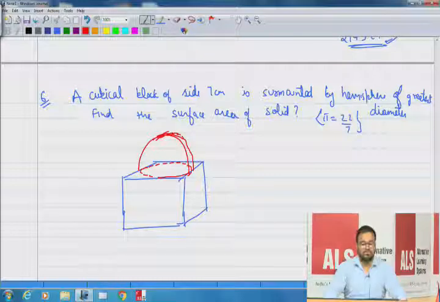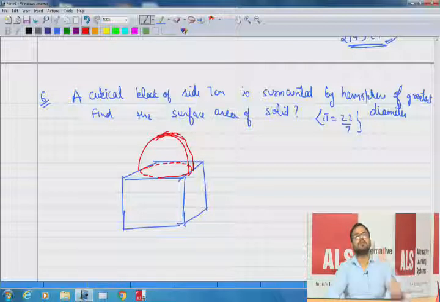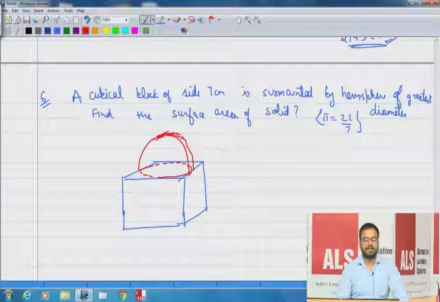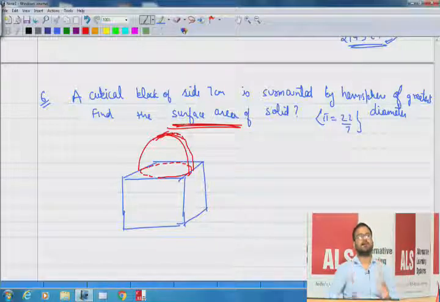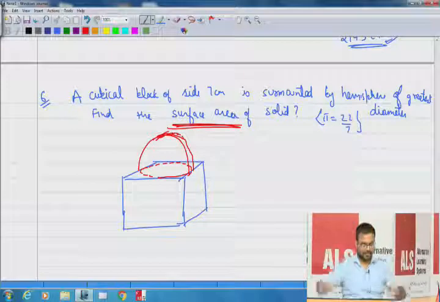So you have to figure out the total surface area of the solid. And always remember one thing, whenever it is written find the surface area, by default they mean the total surface area. If they ask to find the lateral surface area or curved surface area, then you have to find the curved surface. But whenever it is written only find the surface area, it means by default you have to find the total surface area.